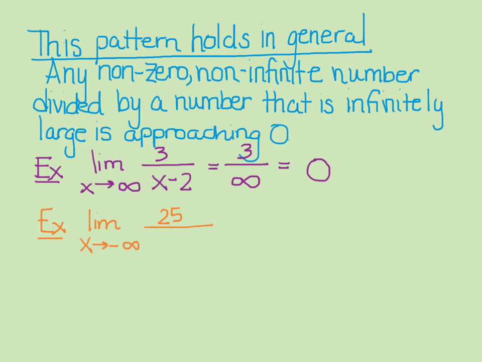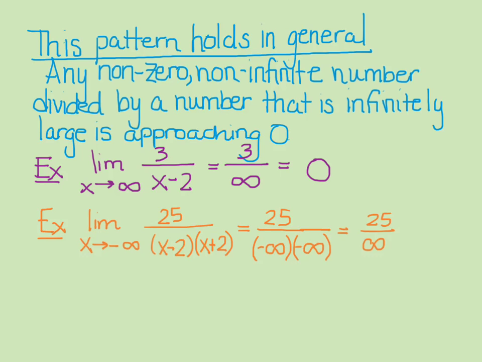Another example, if we look at the limit as x goes to negative infinity of 25 over x minus 2 times x plus 2, we notice that we get 25 over negative infinity times negative infinity. Notice that what that means is we're taking a negative number times a negative number in the denominator, so the denominator is actually going to be a very large positive number, so 25 over positive infinity, which again we know goes to 0.